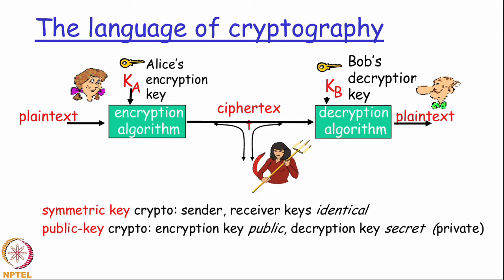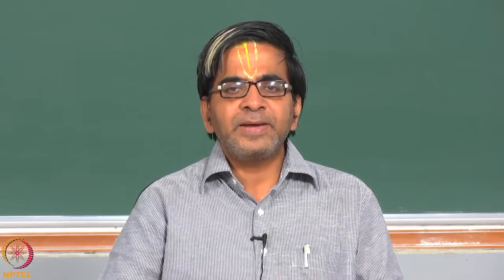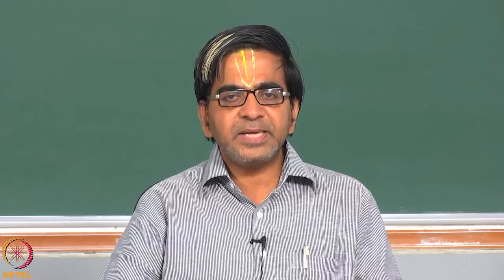Coming to the confidentiality part, we talked about symmetric key cryptography and public key cryptography. Symmetric key cryptography means that both sides, the sender and the receiver, use the same key for encrypting and decrypting, whereas public key cryptography essentially means that the sender and the receiver will be using two different keys.